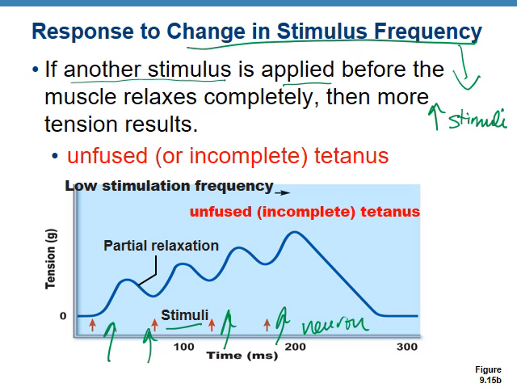So another stimulus is applied before the muscle relaxes completely, and this results in building tension. This is how our muscles normally work. So this is normal behavior for muscles.